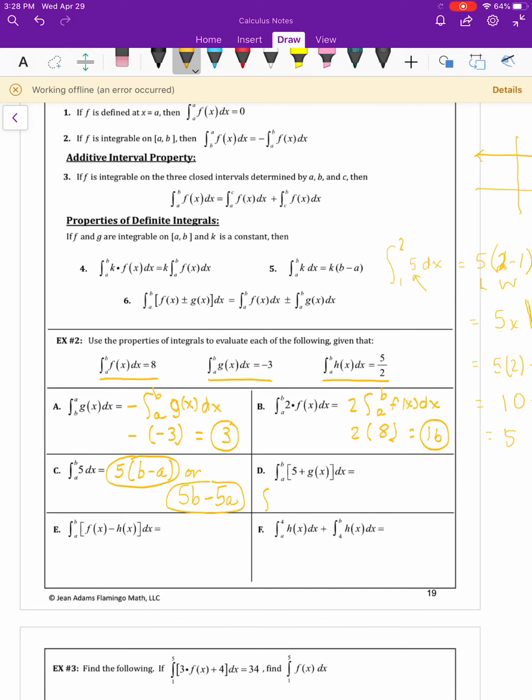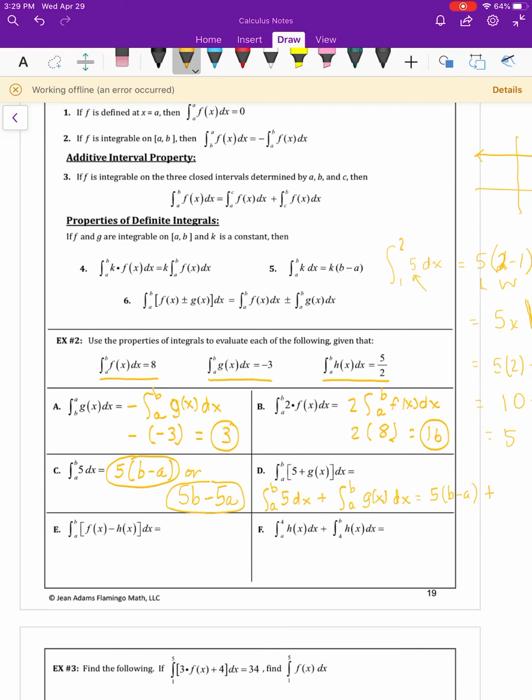The integral from a to b of 5 plus g of x dx. So we can split this up because these are like two functions. The integral from a to b of 5 dx plus the integral from a to b of g of x dx. Notice that this was not multiplication there. If it were 5 times g of x, we would have brought the 5 in front. But this was 5 plus g of x, so we broke it up into two separate integrals.